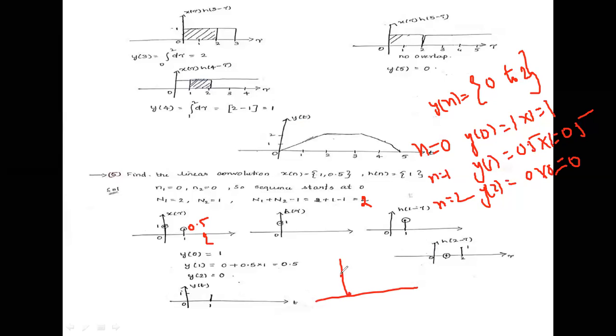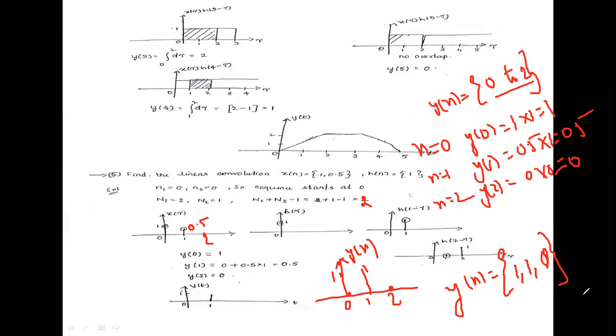Y of 0 is 1. Y of 1 is equal to 1. Y of n is 1, 1, and the 2 is also there, it is 0, because I have to get 3 samples. One sample is 1, another sample is 1, and another sample is 0. The y of n sequence is 1, 1, 0. Totally 3 values, 0 to 2: 0, 1, and 2.